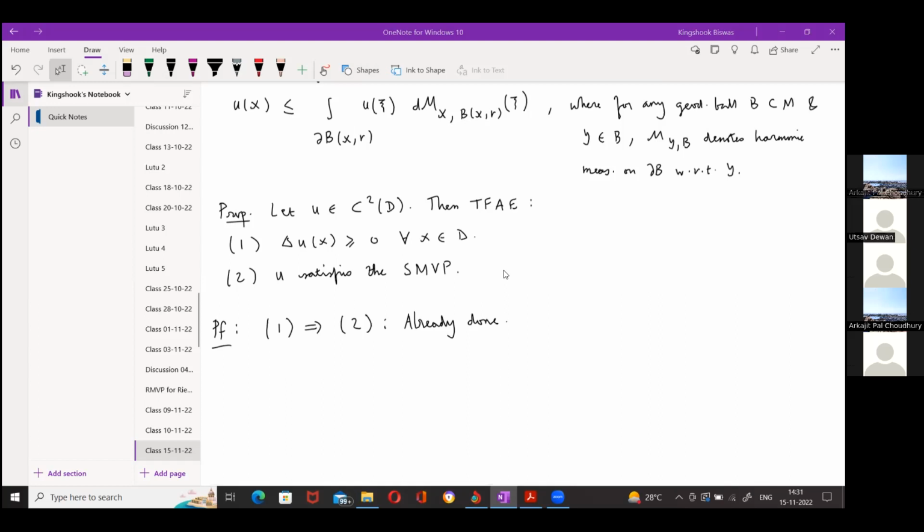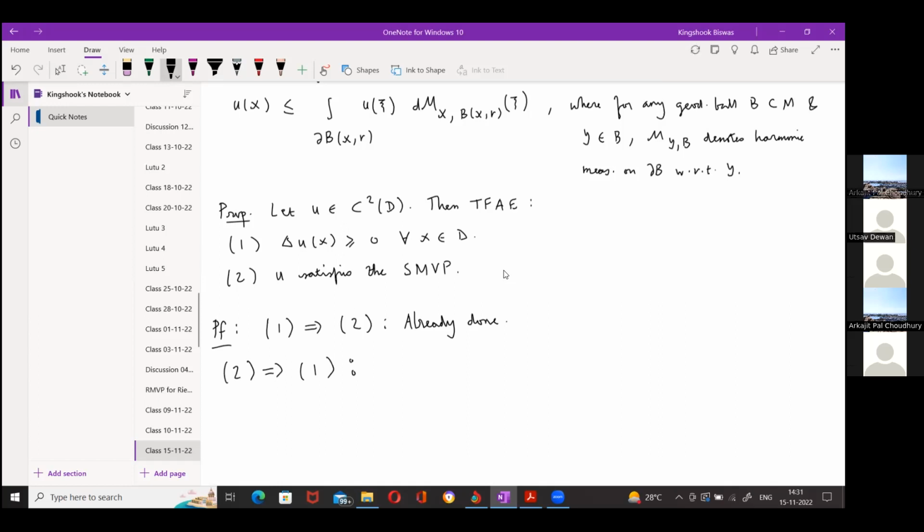Okay, so I'm not doing that. We've done this before. What was remaining from last time was the reverse implication, right? That if U satisfies the submean value property, then the Laplacian of U is always non-negative, right? This was remaining. Okay. So how do we prove this?